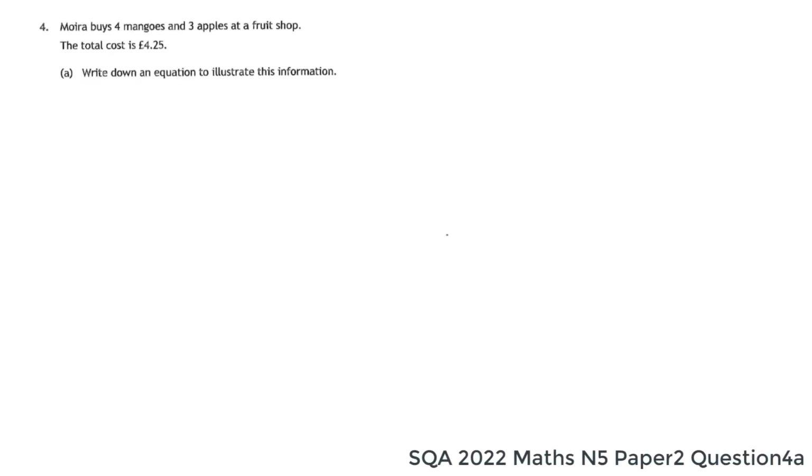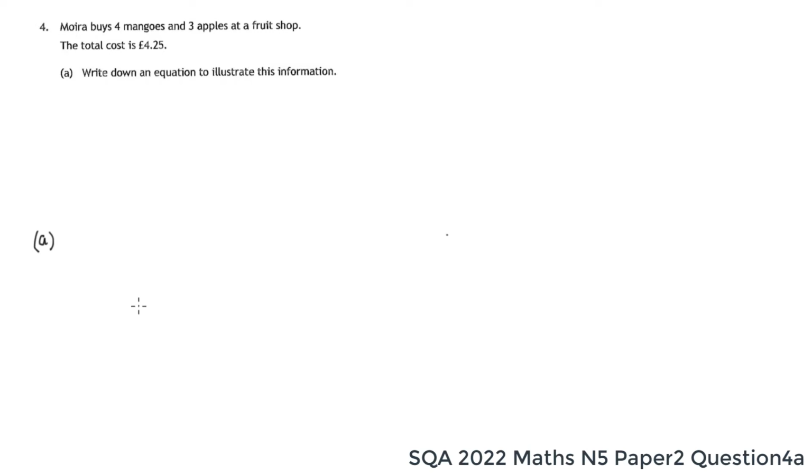So here we have question 4, part A. And we've got Moira, who's off to the fruit shop. She's buying mangoes and apples, 4 mangoes, 3 apples, spent £4.25. We're asked to write down an equation to illustrate that information.